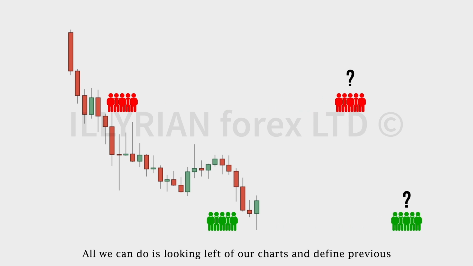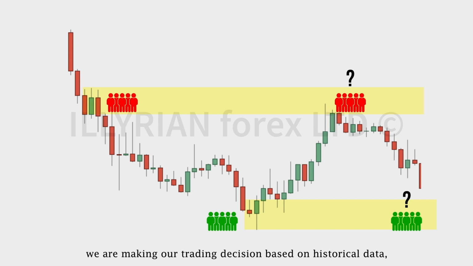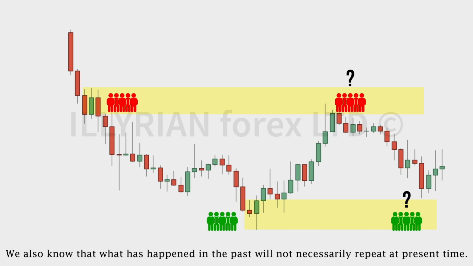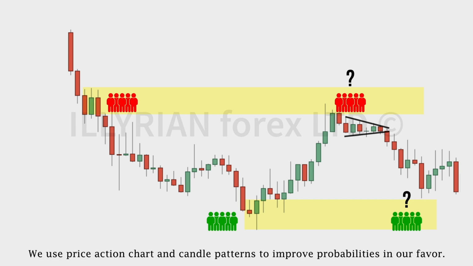All we can do is look left of our charts and define previous supply and demand zones, with the expectation that in those zones there will still exist some serious buyers and sellers. Using lagging supply and demand information, we are making our trading decision based on historical data, not the current definitive data. We also know that what has happened in the past will not necessarily repeat at present time. We have to accept that, and deal with probabilities. We use price action chart and candle patterns to improve probabilities in our favor.